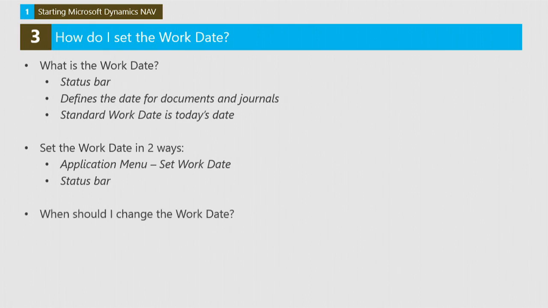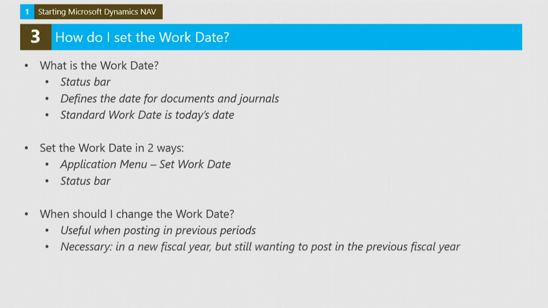Now the last thing on the work date is when should I change the work date? Now in most of the cases you will not have to change the work date, you will just use today's date. But it could be useful when posting in previous periods. So for example, a bookkeeper who still needs to enter some invoices from December, so last month, December last year, can change the work date so that the system automatically assigns the correct posting date.